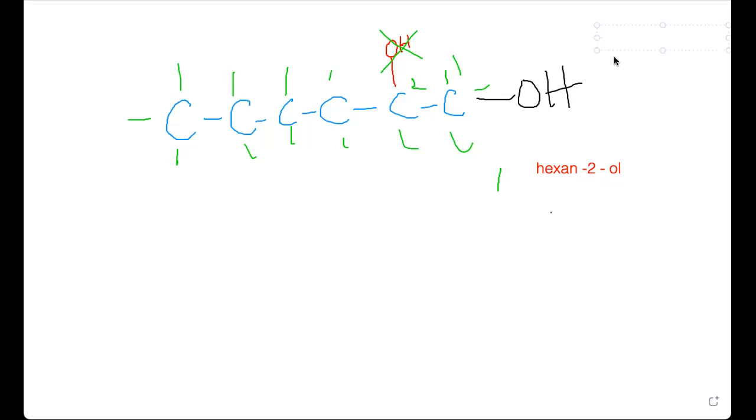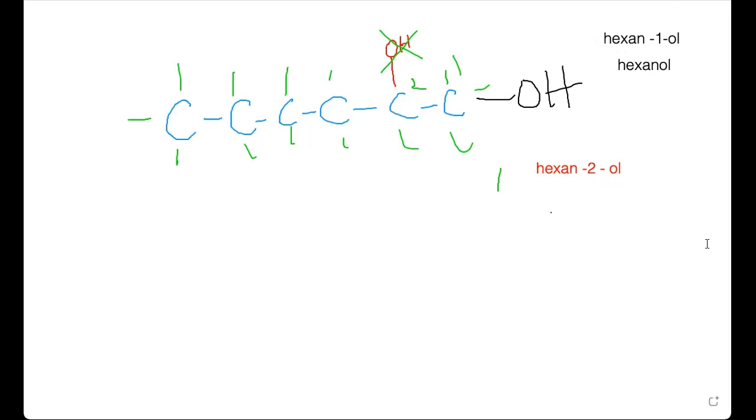In this case, when OH is here, you might say, Miss, it should be hexane 1-ol. Or if you say hexanol, that is also acceptable. That is also hexanol. If you are not mentioning any number for the ol part, it could be at the corner carbon, at the first carbon or the last carbon.